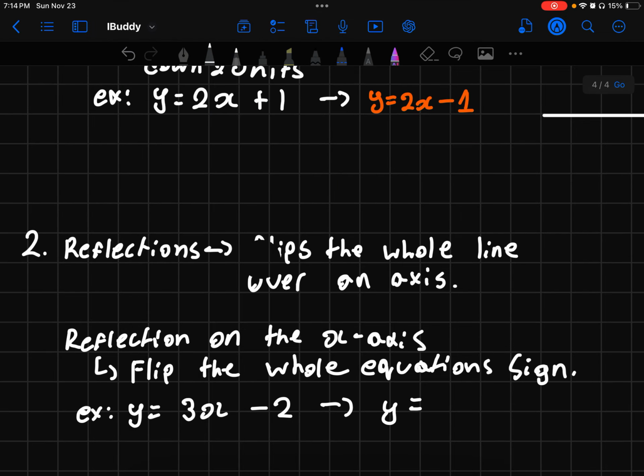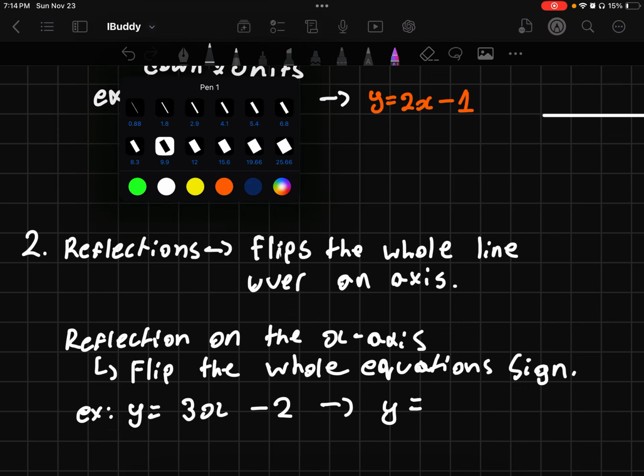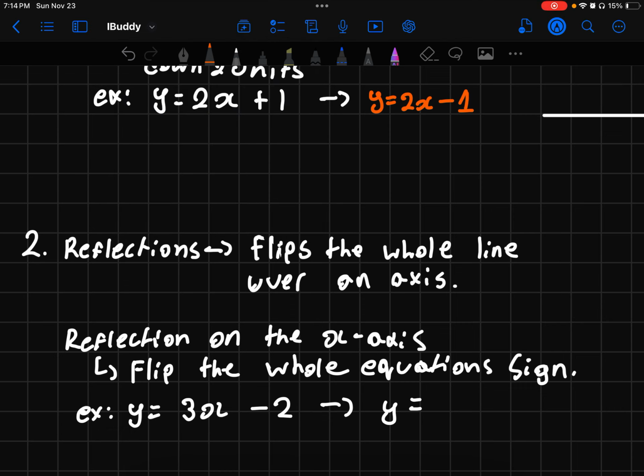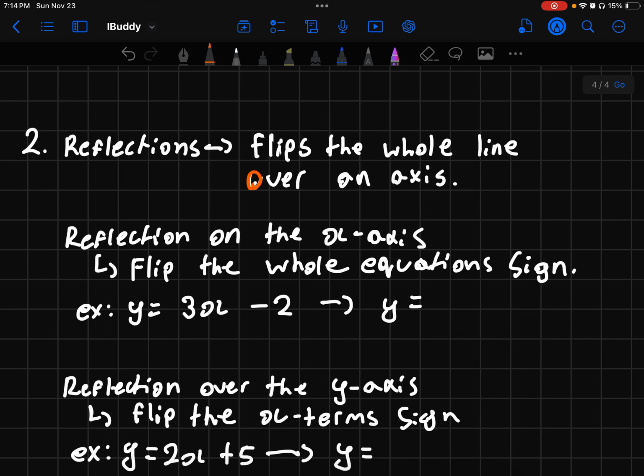Reflections. Okay. So for reflections, it basically just flips the whole line over an axis. Yeah, over an axis. So there's two different types of reflections, reflections on the x-axis and reflections on the y-axis.